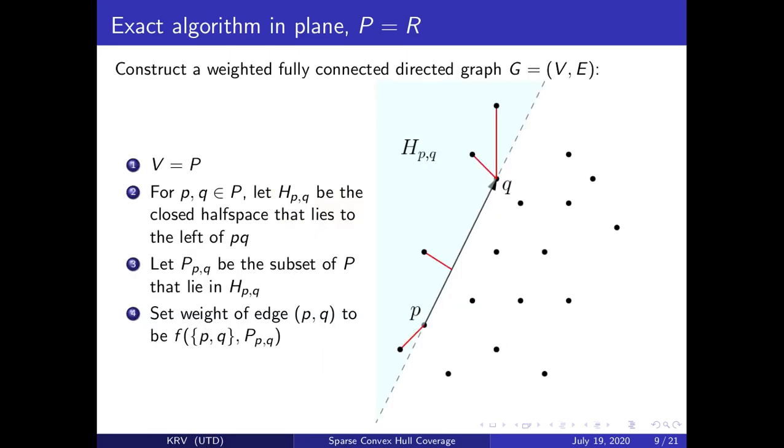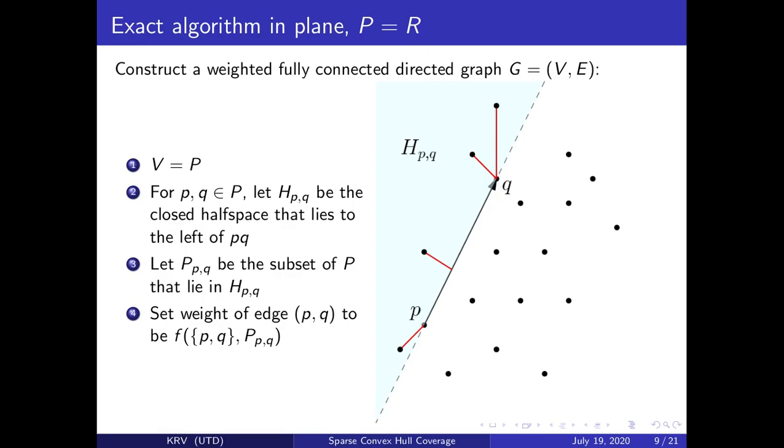Now, let me just briefly try and show you how we weight the edges of the graph. First of all, the vertices of the graph will be the same as the points in the plane. And the way we weight them, we've got these half spaces, H_pq. That'll be the half space that lies to the left of the segment from p to q, that blue region. And then the way we weight the edge pq is we just sum up those red lines. So all those points in the blue region, we look at their distance to the segment pq, which are those red lines, and we just sum them up, and that's the weight we give to the edge pq.